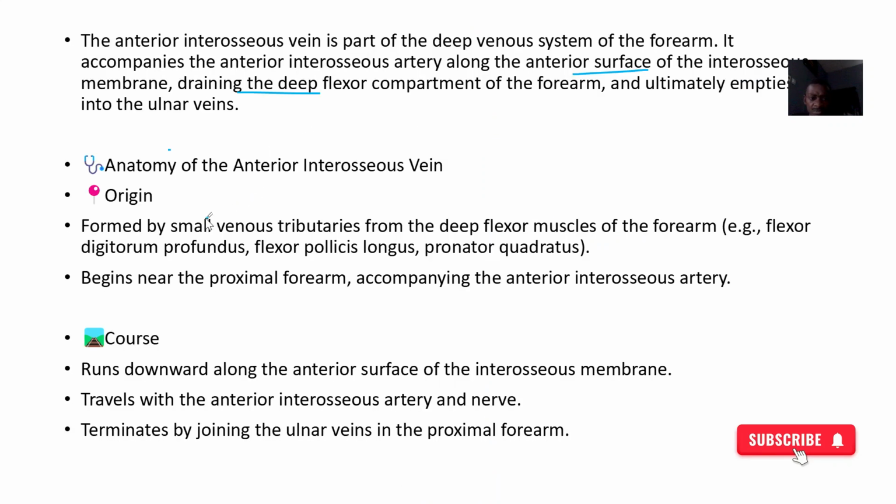So origin is formed by small venous tributaries from the deep flexor muscles of the forearm. That's flexor digitorum profundus and flexor pollicis longus and pronator quadratus. So it begins near the proximal forearm, accompanying the anterior interosseous artery. So it runs downward along the anterior surface of the interosseous membrane, then travels with the anterior interosseous artery and nerve. So it terminates by joining the ulnar veins. That's where it now empties in.